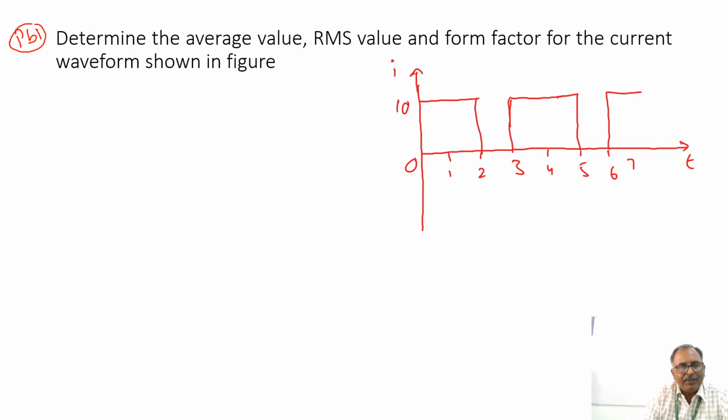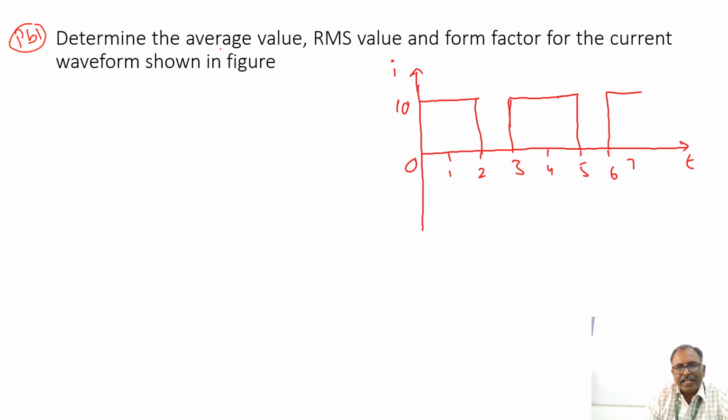It has been given: determine the average value, RMS value and form factor for the current waveform shown in the figure. So what is the current waveform that has been given in this figure? For this waveform, we need to find out the average value, RMS value and form factor. If you observe the waveform, it is an asymmetrical waveform.